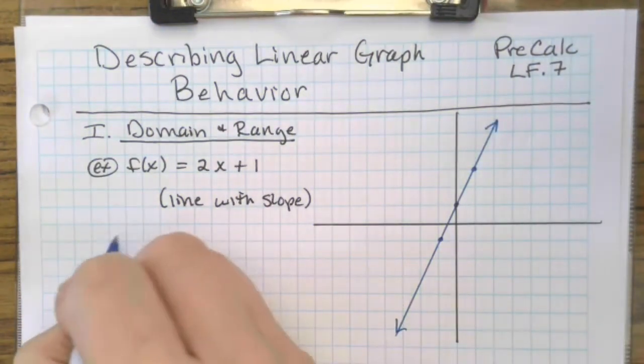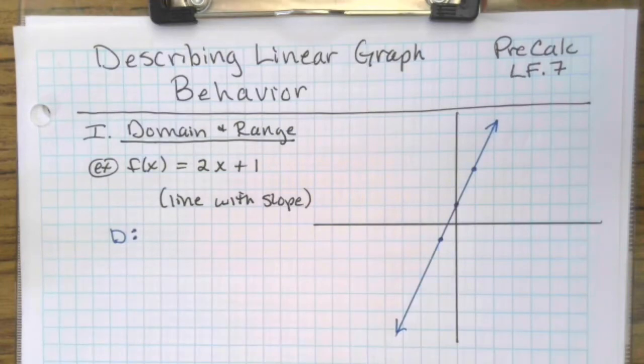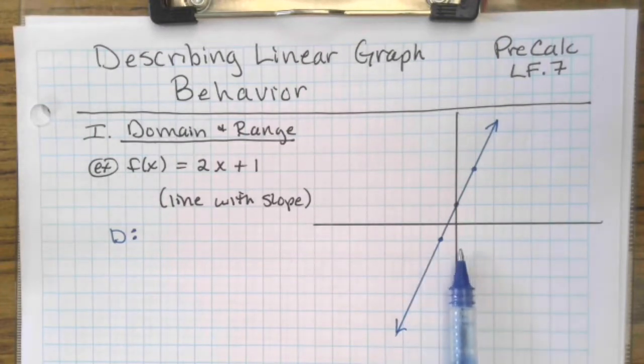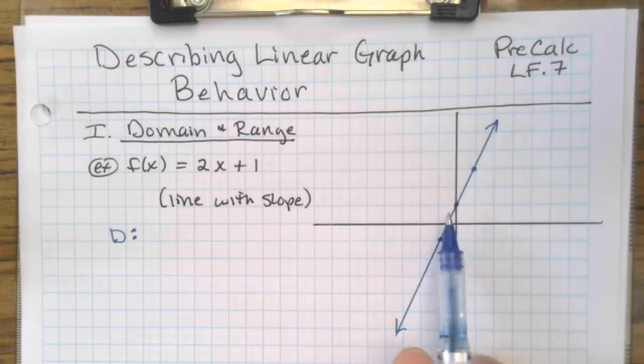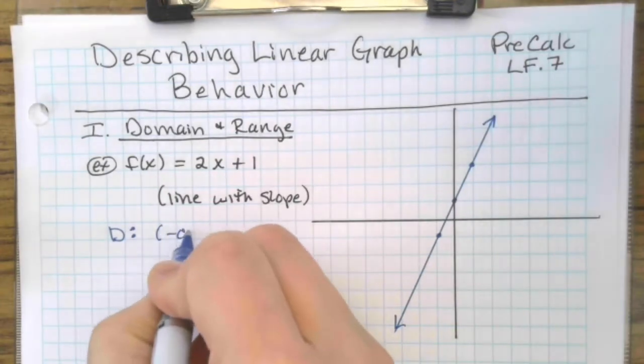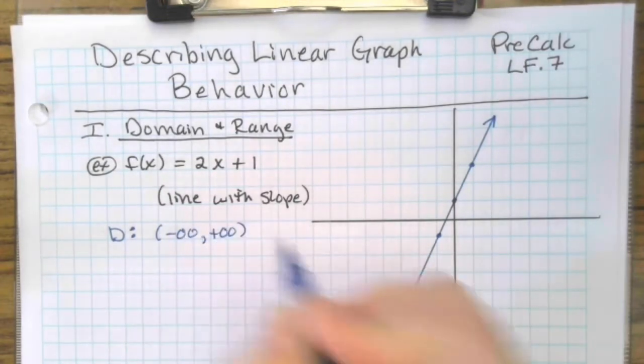Okay, so the domain of the graph, which is the set of all x values, you want to know what could x possibly be and land on the graph. Well, because of this arrow, your x values go infinitely left. Because of this arrow, your x values go infinitely right. So your domain is from negative infinity to positive infinity.